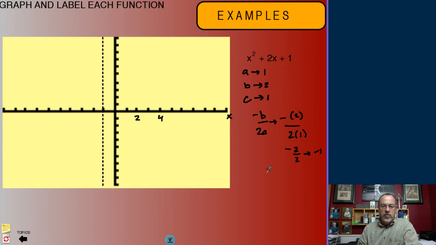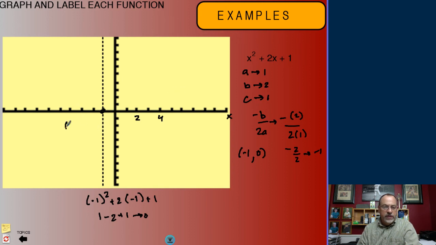Now again, I know the x coordinate of the vertex. I know it's somewhere on here. How far up, how far down, I don't know until I substitute this x value into the expression. So negative 1 squared plus 2 times negative 1 plus 1. Negative 1 times negative 1 is a positive 1. 2 times negative 1 is negative 2, plus 1. So this is 1 minus 2 plus 1, which ends up being 0. So negative 1, 0 is where my vertex is.